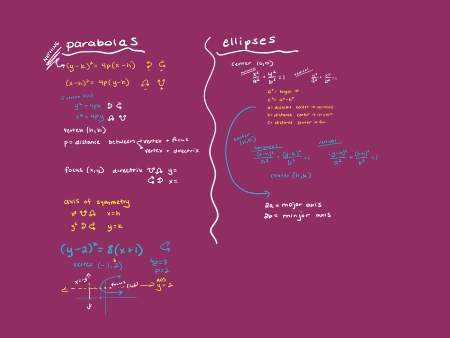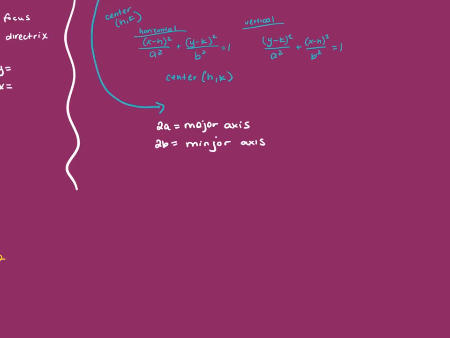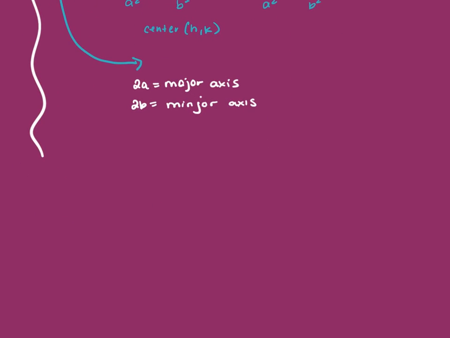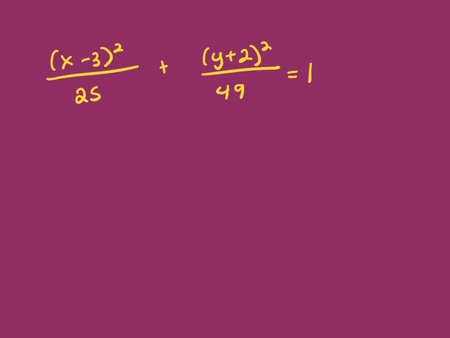Can we go over the graphs for the ellipses? Sure. Yeah. So let's do one example where we've got x minus 3 squared over, give me a perfect square. 25. Give me another perfect square. 49.